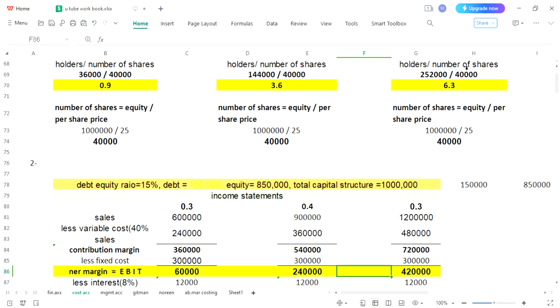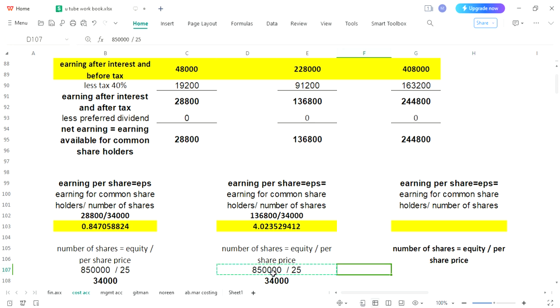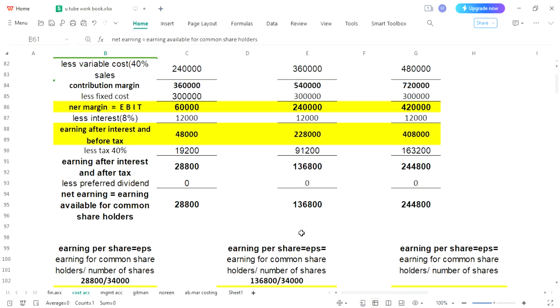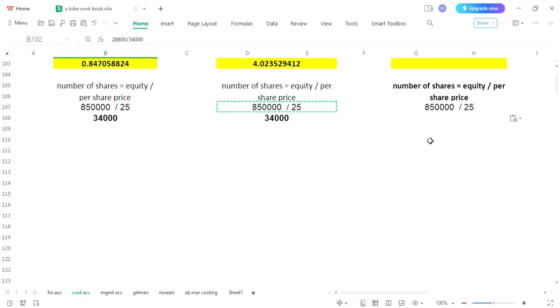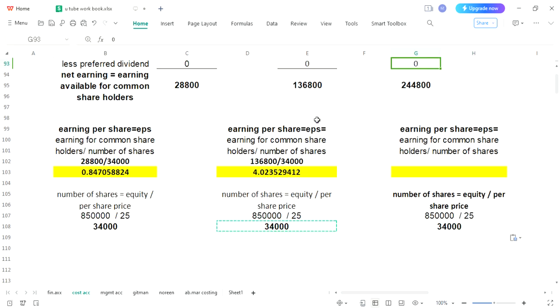Look over here, out of 1,000,000, 850,000 was equity and 150,000 was debt. So equity is 850,000, and the share price is the same over here as well, and this 25 was mentioned in your question. Look over here, 25 per share price. To calculate number of shares, you need equity 850,000 and per share price 25, and the same amount 34,000 would be calculated over here as well. Since it is absolutely the same, that is why I am copy pasting. A single difference of amount I will calculate manually.